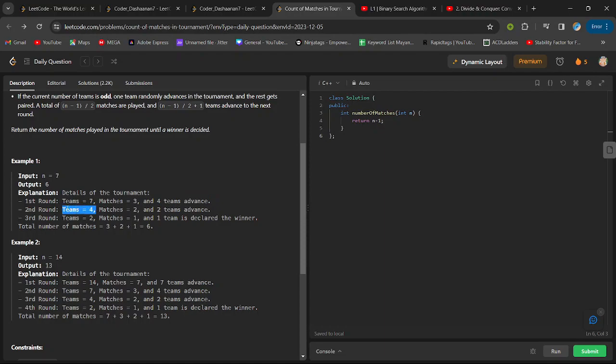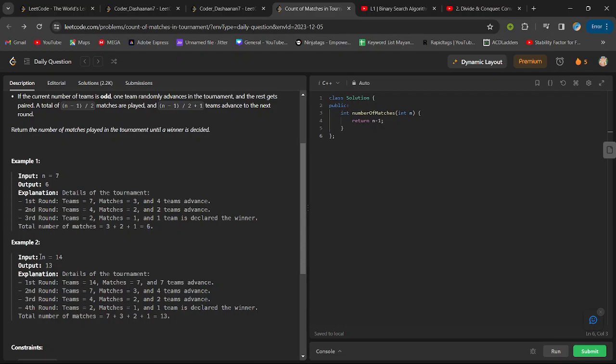Then 4 teams will play, and in 4 teams, when you divide by 2, why are we dividing by 2? Because there are 4 teams, means they will be paired up, means 2 matches will be played, right? So I have to play 2 matches and 2 teams advance. Similarly, when teams are 2, matches 1, and 1 team is declared the winner, the last team. The total number of matches, that is 3 plus 2 plus 1, you can see it's 6.